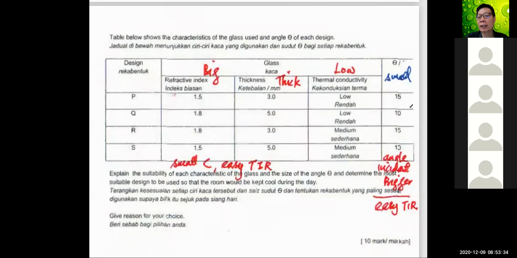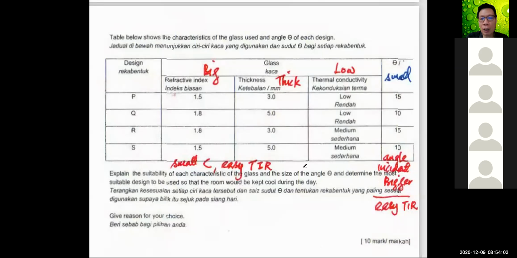Okay, the last one, the angle theta should be small. I told you already just now. The angle theta should be small. The reason is angle of incidence becomes bigger. When the theta becomes small, angle of incidence becomes bigger. So it is easy to have total internal reflection.